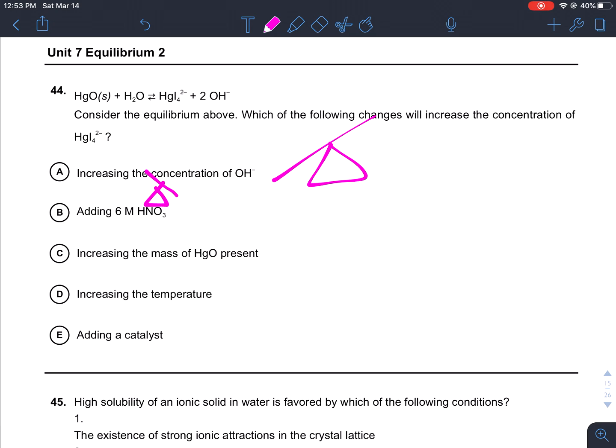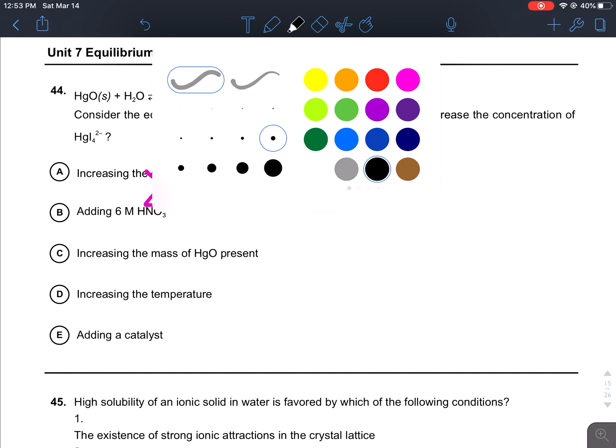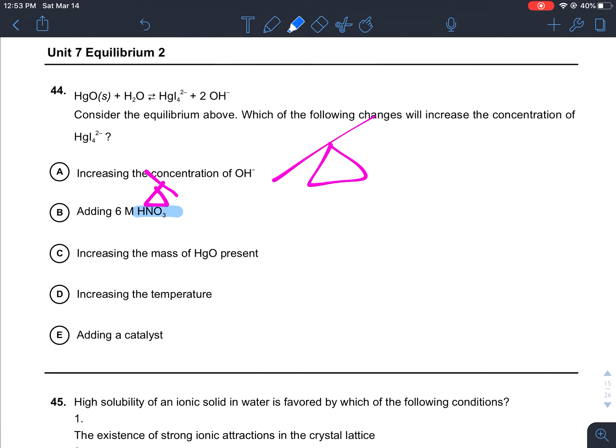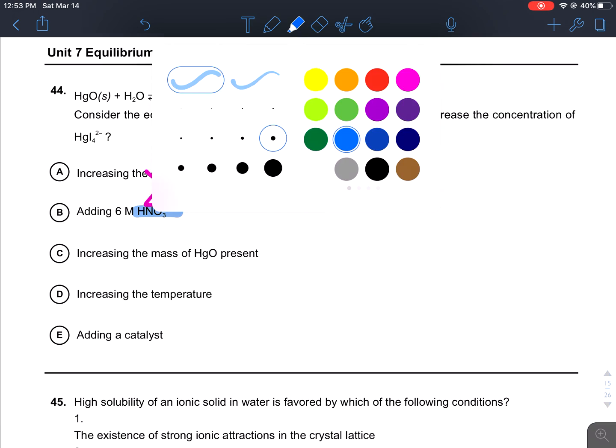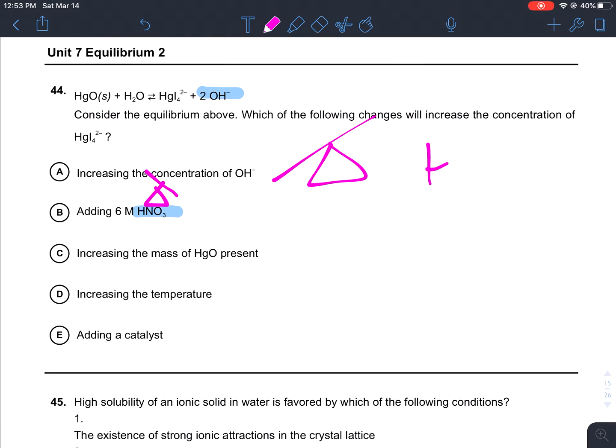Adding 6 molar of HNO3. Oh, this is so good. Some of you are looking at it and thinking, wait, there is no HNO3 here, there's not even an H plus. But you know what HNO3 does? HNO3 takes away the OH minus. Because when you combine an acid and a base, they form what? Water.